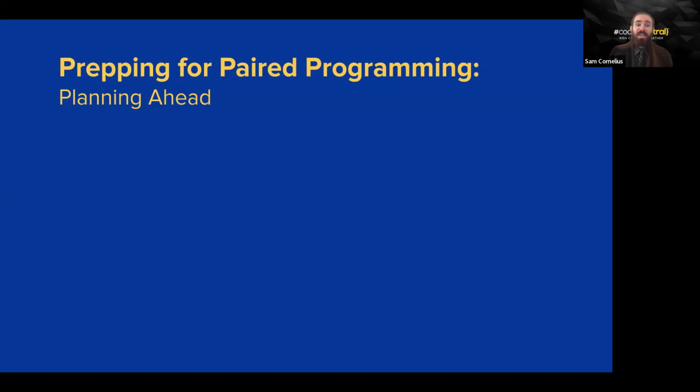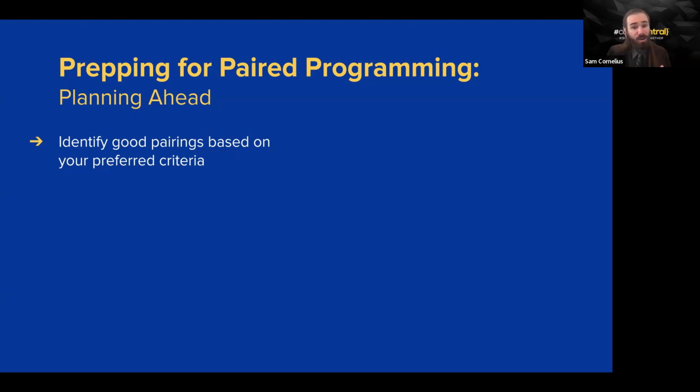Now we're going to move on into preparing for paired programming. So we've talked about the introduction, how you can understand it and see the concepts, but how does it work in your classroom? First thing that we want to do is identify your good pairings ahead of time based on the criteria that you feel is best. If you know who your pairs are before they come into the classroom, it's going to set up your classroom for better success because you're not going to be trying to figure it out on that first day when you're still trying to get to know everyone.